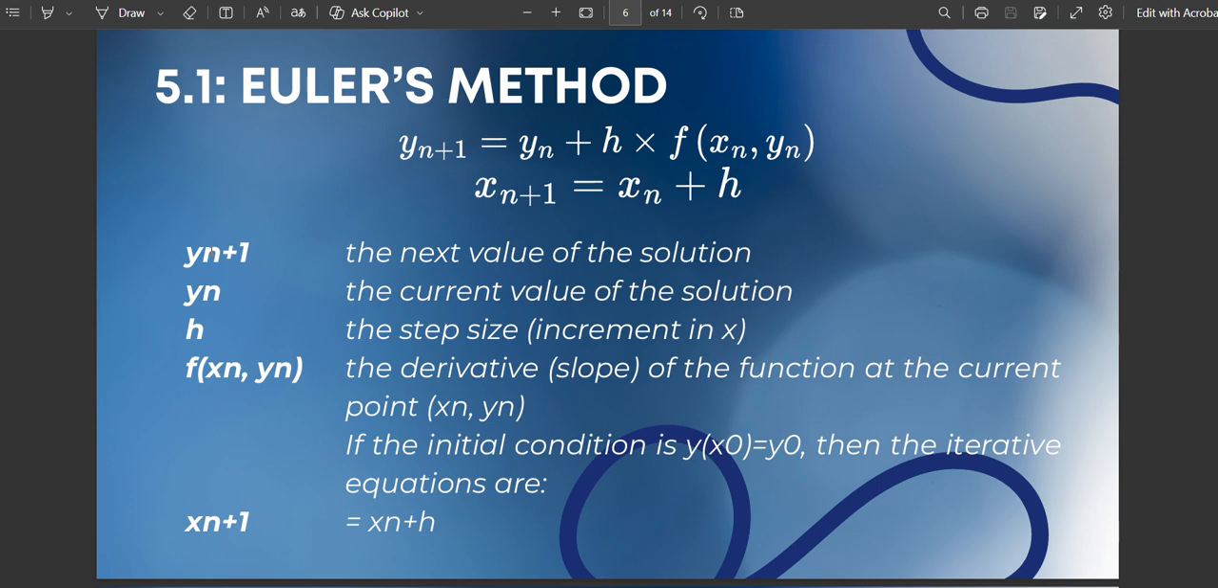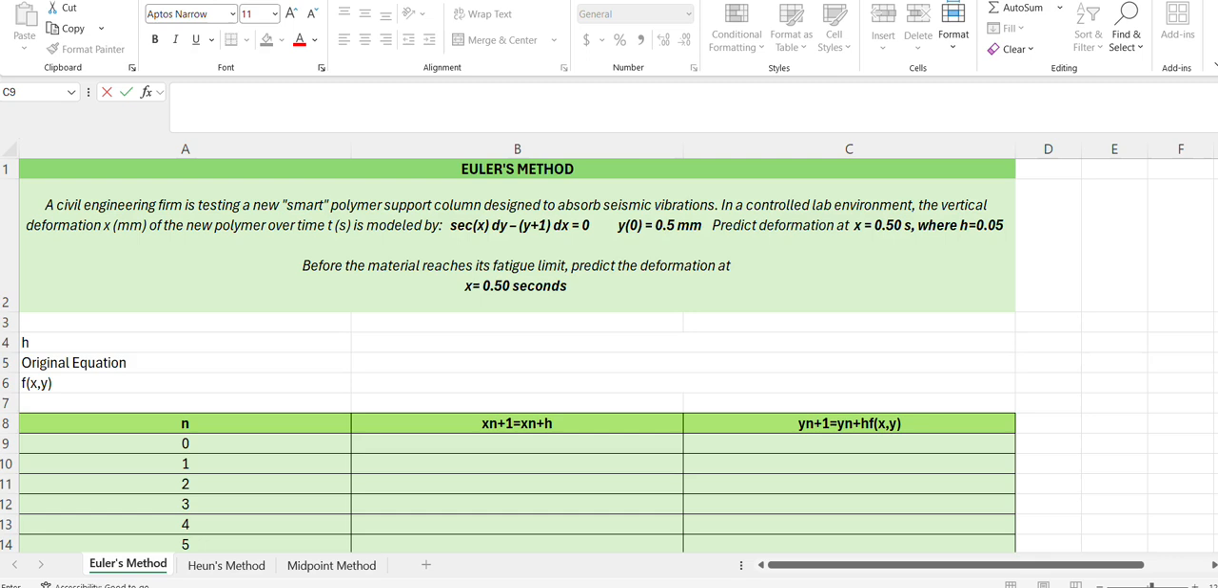So I think we should move forward in solving a differential equation problem using Excel and numerical solution as well. This method is under Euler's method, and we are given a civil engineering problem which is timely, and it is really an engineering approach.